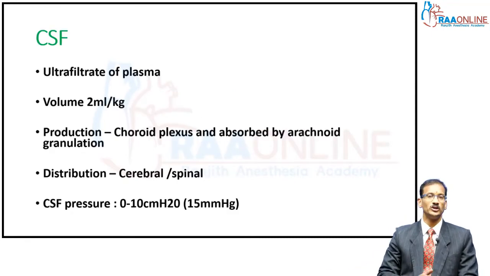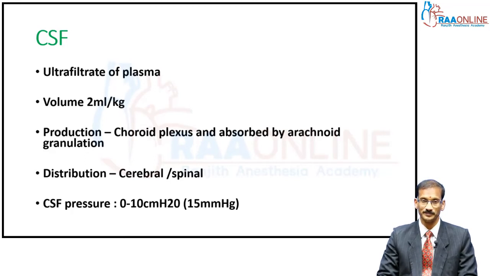Before we go into the lecture about hydrocephalus, we need to know some physiology about the cerebrospinal fluid. Cerebrospinal fluid is formed from plasma as an ultrafiltrate, and the volume produced is normally 2 mL per kg body weight. It is produced by the choroid plexus, which is situated in the lateral ventricle and third ventricle, but predominantly in the lateral ventricle.